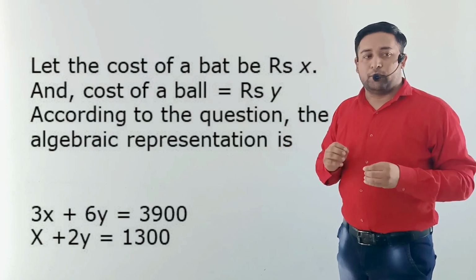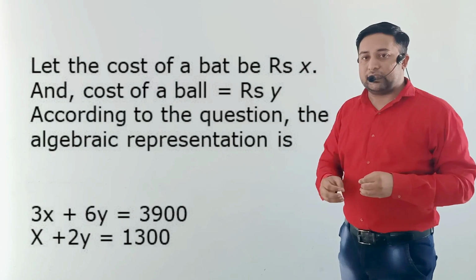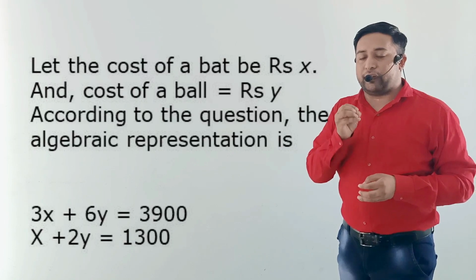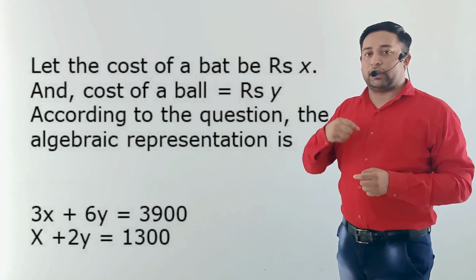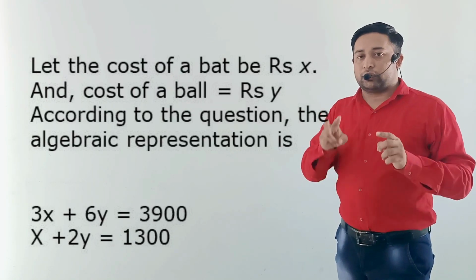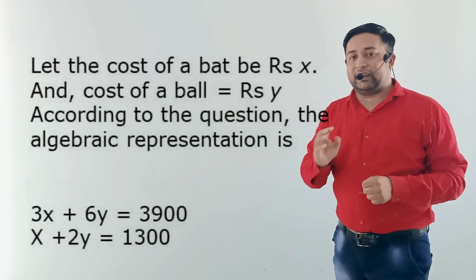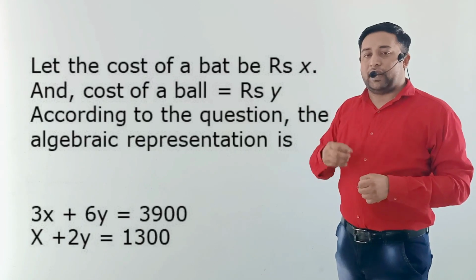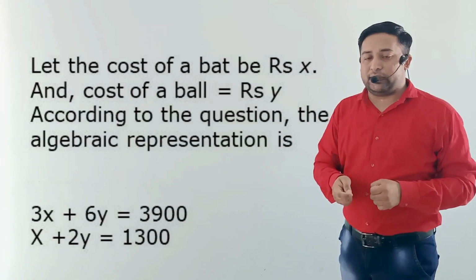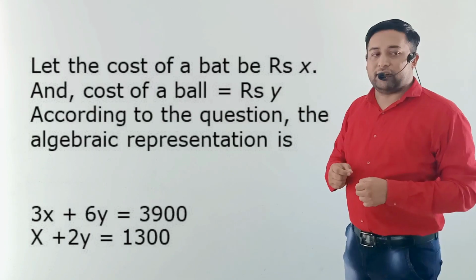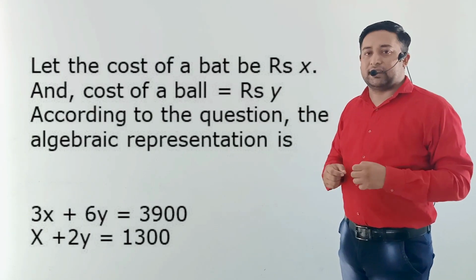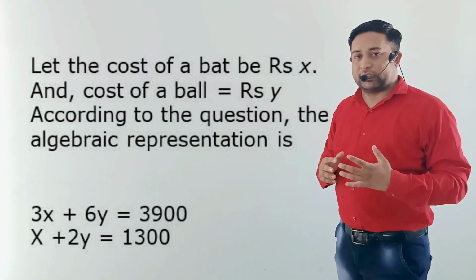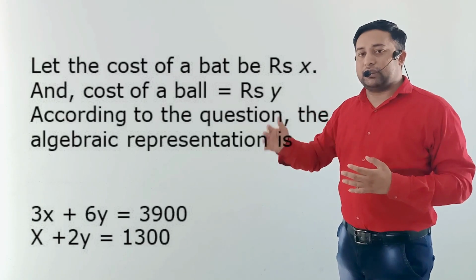First thing, the most important thing for you is to define a variable. You need to find which are your variables. So here you are talking about a bat and a ball, so they both are your variables. Taking one of them as x and another as y, I am taking here the cost of a bat is x rupees and the cost of a ball is y rupees. What my first one says is that I have bought 3 bats and 6 balls for rupees 3,900.